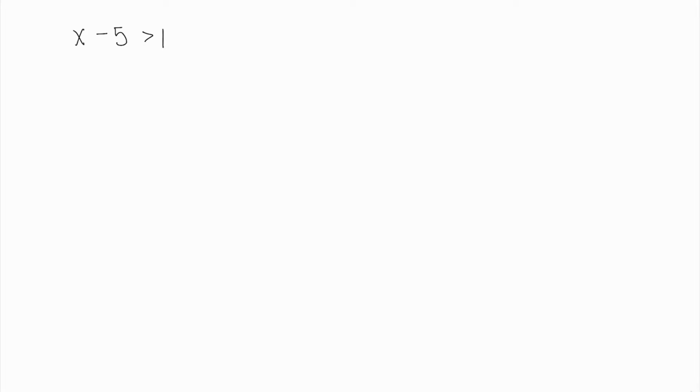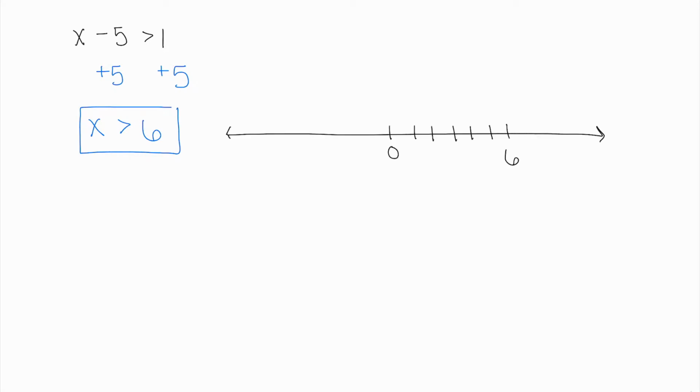To solve this inequality, you start by adding 5 to both sides. Therefore, the solution in inequality form is x is greater than 6. Now we need to convert this to a graphical solution, and I'm also going to write it in interval notation.